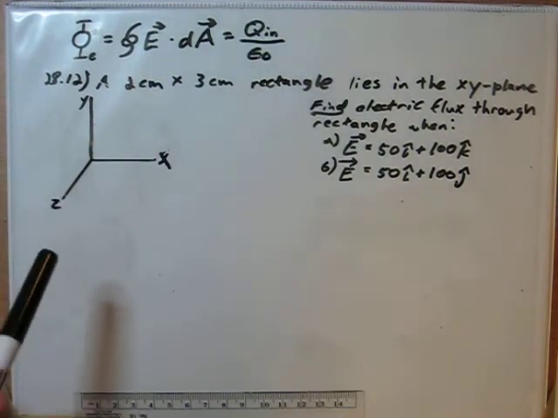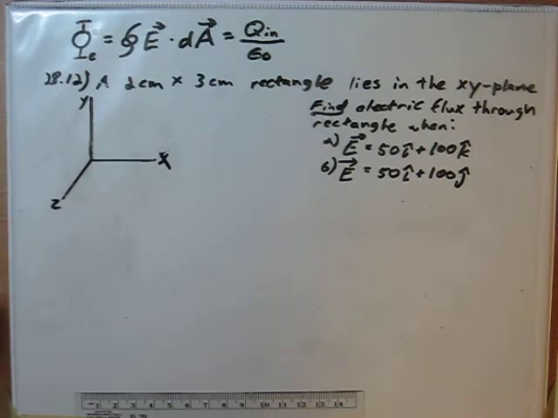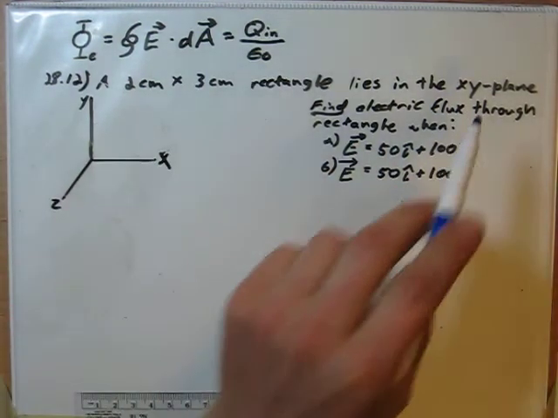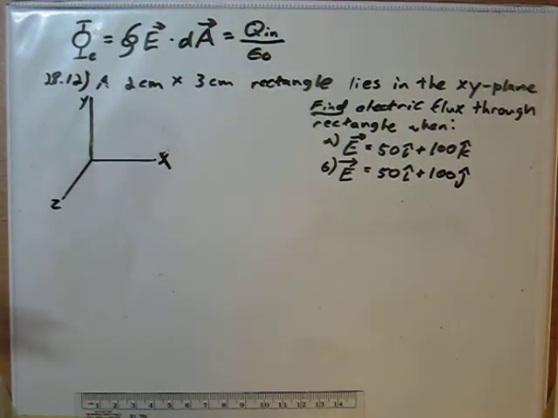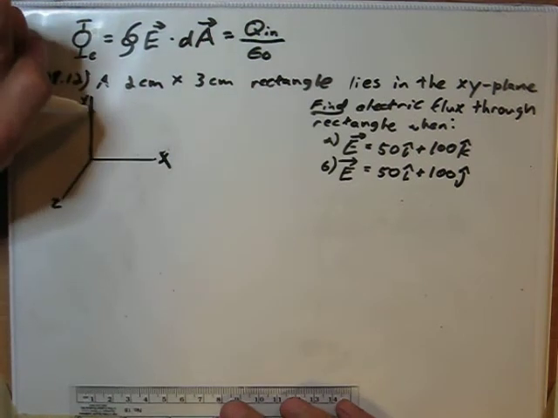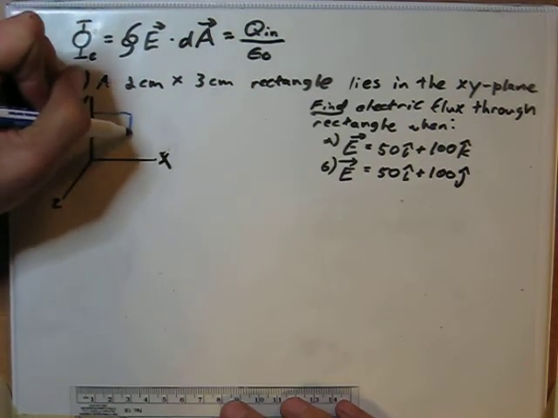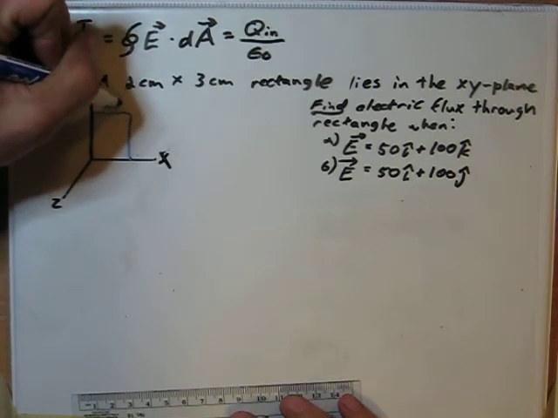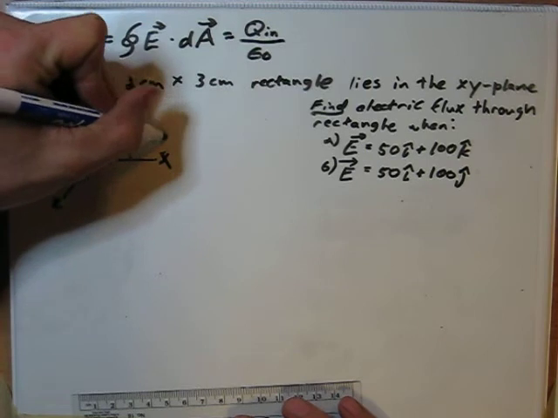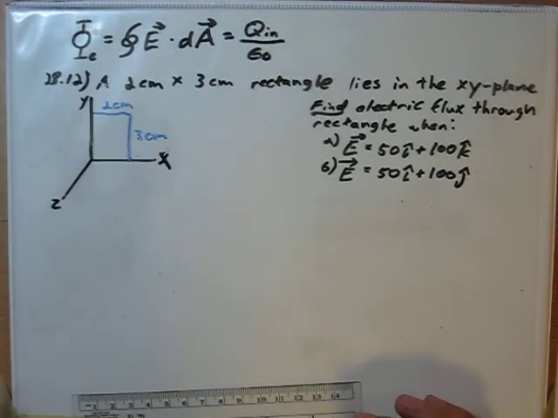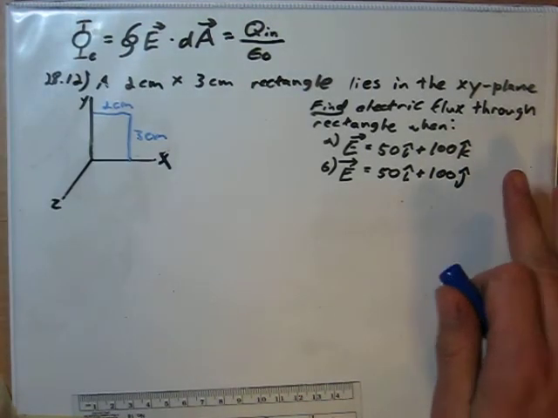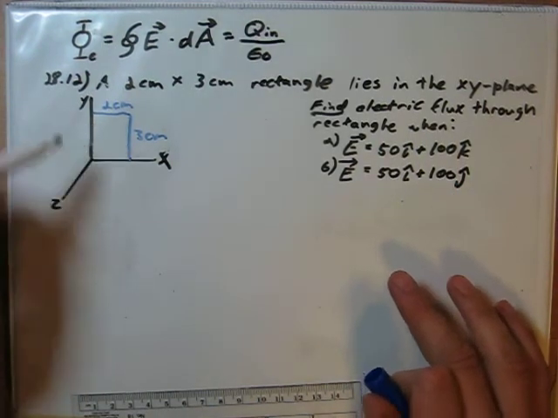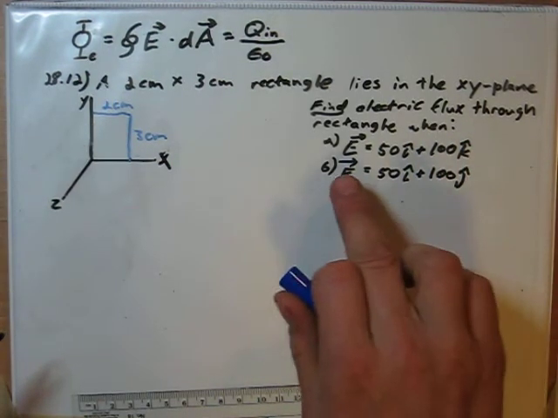The problem states a 2 centimeter by 3 centimeter rectangle lies in the xy plane. Okay, so this doesn't really have to be respective to the xy plane. Let's just draw it, as long as we have the area. 2 centimeters, 3 centimeters. And we're to find the electric flux through this enclosed surface under these two conditions.